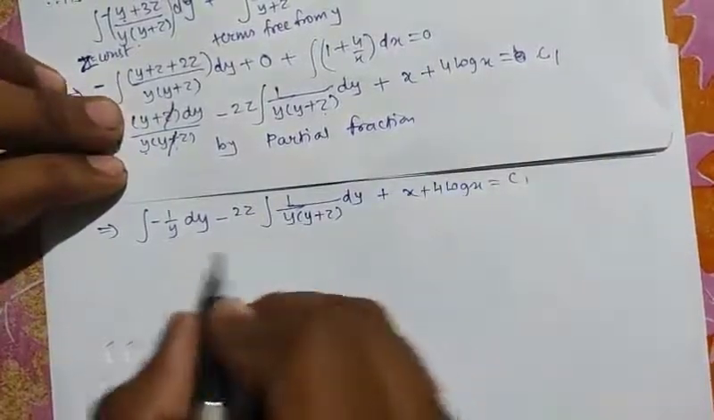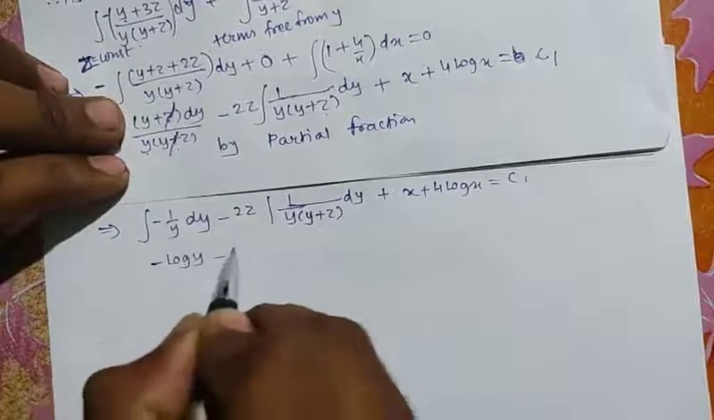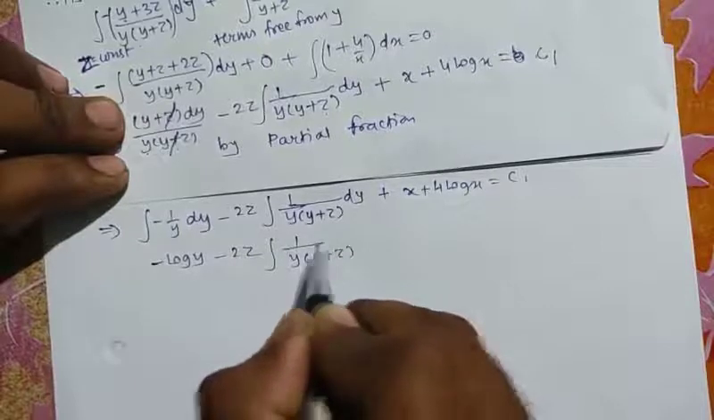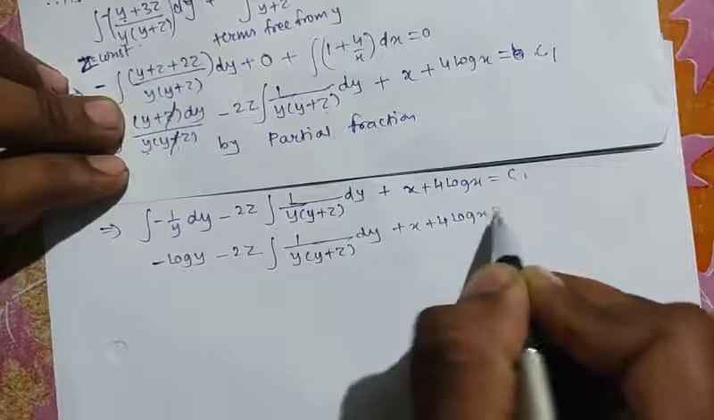So taking integration we get minus log y minus twice z as it is. So integration of 1 upon y into y plus z dy plus x plus 4 log x is equal to c1.